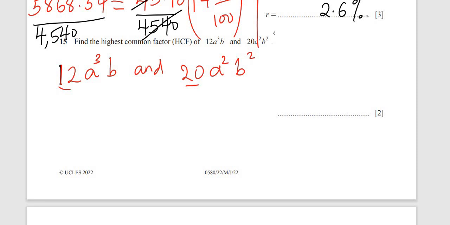The highest common factor is 4. So 4 can go into 12 3 times, and 4 can go into 20 5 times. Then when you look at the a's, this is a cubed and this is a squared. So we go with the lower one, which is a squared. Then we have b and b squared. We go with b, which is the one that has the least power. So the highest common factor is 4a squared b.